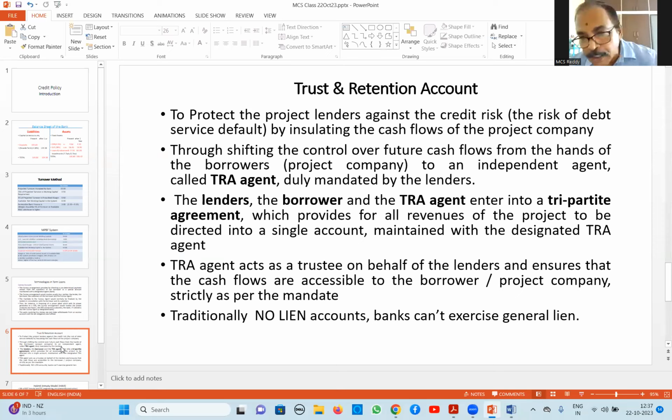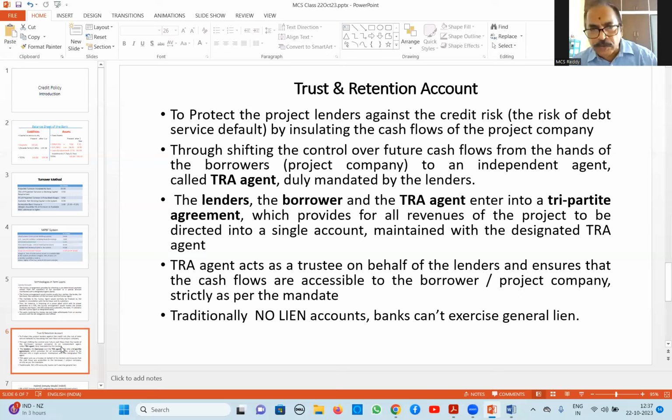Here, in the trust and retention account, the bankers' interest is taken care of. How is the bankers' interest taken care of? This is also similar to escrow. But here only 3 people will be there. Lender, that is the banker. Second is the borrower, our customer. Third is the TRA agent. The TRA agent is again a banker. So here a tripartite agreement will be there.